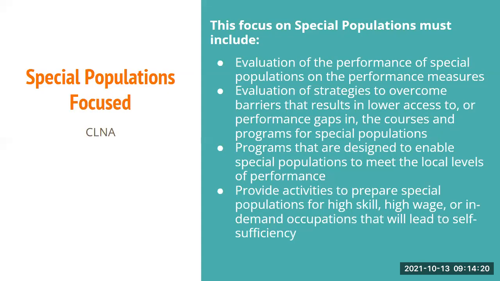So within the needs assessment, there must also be specific focus on Perkins designated special populations. So this focus on special populations has to include an evaluation of the performance of special populations, an evaluation of strategies to overcome barriers, programs that are designed to enable special populations to meet local levels of performance, and then activities to prepare special populations for high skill, high wage, or in-demand occupations.